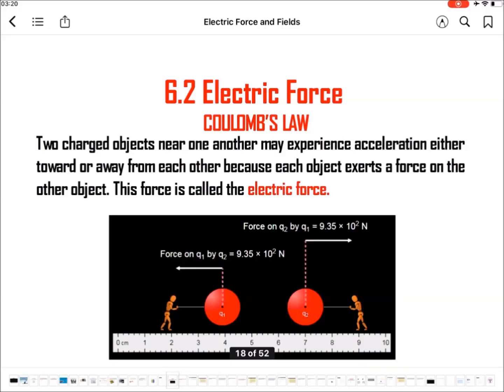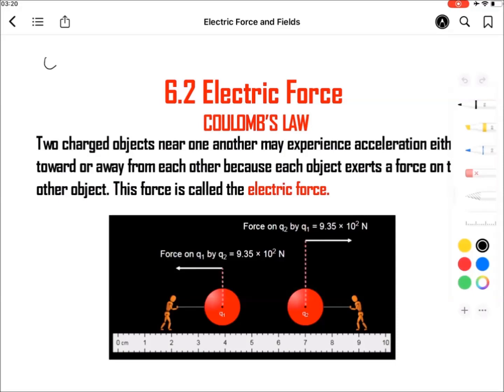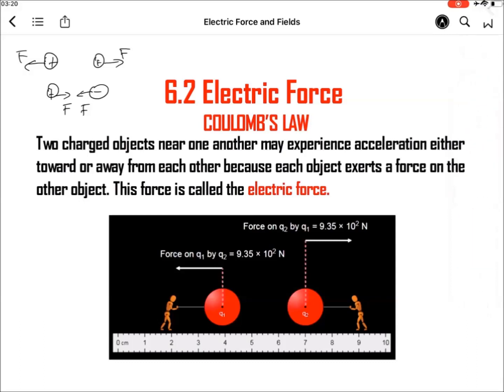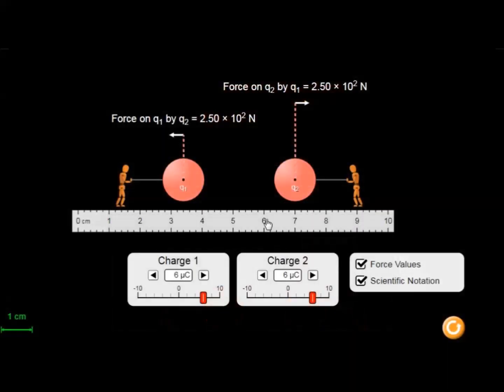Electric force, first Coulomb's law. As we discussed previously, if there are two charges, if they are like charges, they repel each other. If they are unlike charges, they attract each other. In any way, whether they are repelling or attracting each other, there is a force. That force is the electric force. Coulomb discovered that force.